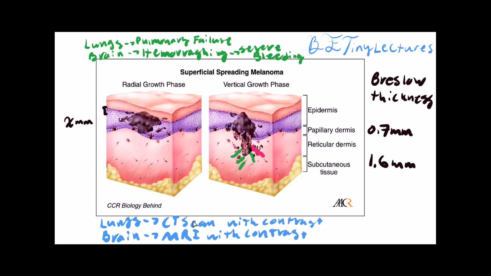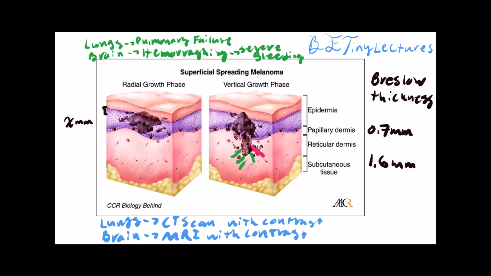So again, they would do a CT scan of the chest with contrast because that individual has an increased risk of having pulmonary failure. And you would also do an MRI with contrast of the brain because, again, when melanoma metastasizes, it often goes to the brain and it causes micro bleeding, and it could cause severe hemorrhaging depending on the individual. So you just want to have that information in your brain, especially if you start doing rotations in the hospital. You'll say, hey, why is this patient getting a CT scan of the chest? This person just has melanoma. Well, now you know why. You know why these individuals are worried about the lung involvement, especially for metastatic melanoma.